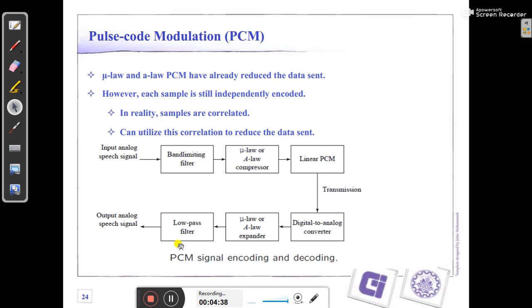Here in this figure, you can see the input analog speech signal is given to a band limiting filter. Then we apply mu law and A law to compress the signal. Then use linear PCM, pulse code modulation. Then transmit through a digital to analog converter. Then again mu law for the expander. This is the expander, but this is the compressor. Again going through a low pass filter, which will create the output analog speech signal. This is PCM signal encoding and decoding.